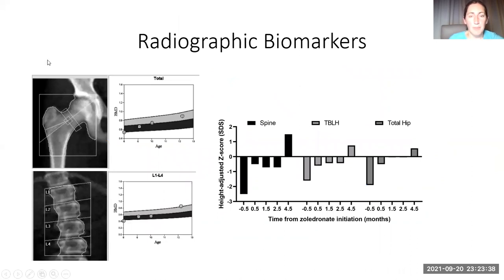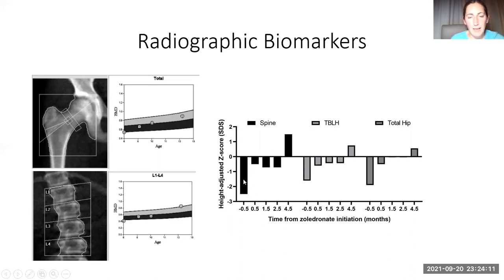Here's an example of some radiographic biomarkers that we've followed. DEXA is a way to measure bone mineral density. In children, we look at different sites, including the spine, total body less head, and total hip. In this particular patient who had KLA, we look at his height-adjusted Z-score. A Z-score is a statistical representation of how many standard deviations one is away from average. So the 50th percentile is 0, the 3rd percentile is -2, and the 97th percentile is +2.